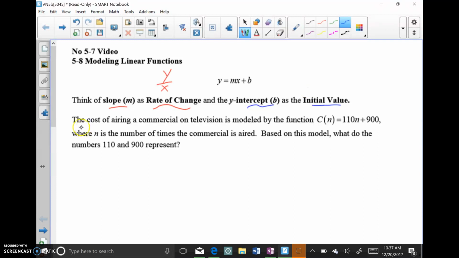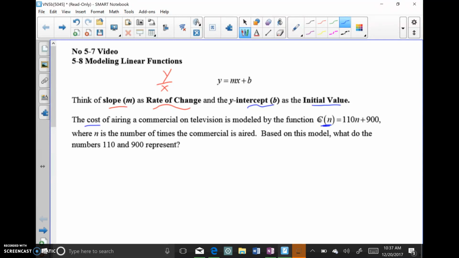So let's look at an example. The cost of airing a commercial on television is modeled by the function C of n equals 110n plus 900. Now C of n is like f of x, but they're saying that the cost of airing the commercial is based on this formula. So how much does it cost, if I wanted to make an ad and put it on a TV channel and air that commercial, how much would it cost?